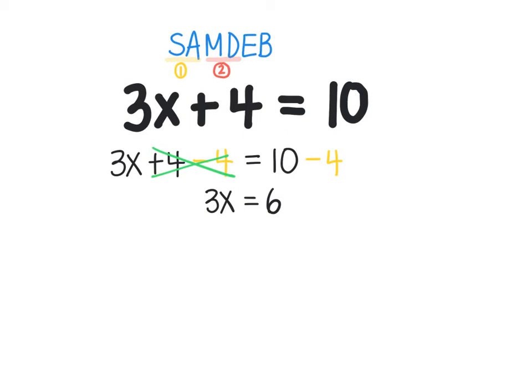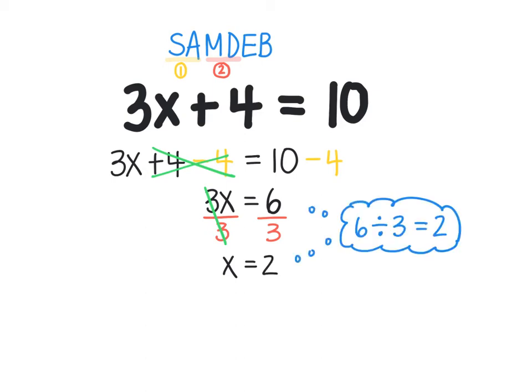And like we've seen in previous examples, when x is being multiplied by 3, we'll have to do the opposite and divide by 3. When we do this, we will get x on the left-hand side and 2 on the right-hand side. So x is equal to 2 in this equation.